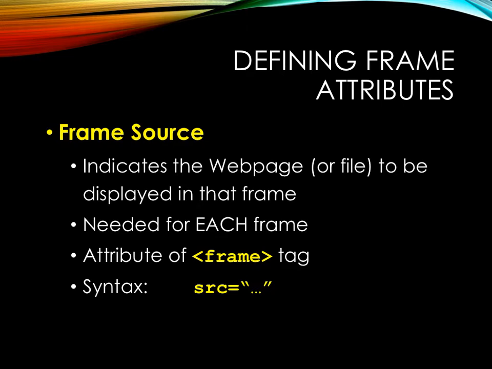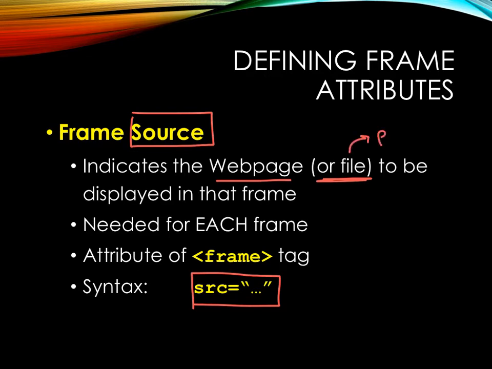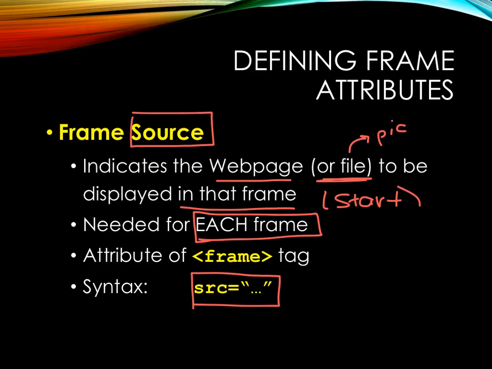So the first one we have is source. This is similar to the source that we had when we used our image tag. And what this does is it indicates the web page or file, so notice you could have something like a picture or something, that is going to be displayed in that frame. And this is essentially displayed in that frame at the start. So when that frame definition file is loaded, what should be displayed? This is needed for each frame, otherwise nothing will be displayed in that particular frame. So the source picks the web page or file to be displayed when that frame definition file is first loaded.